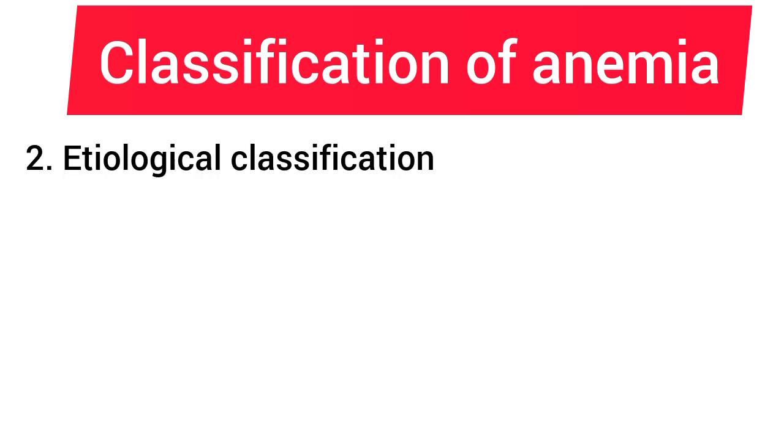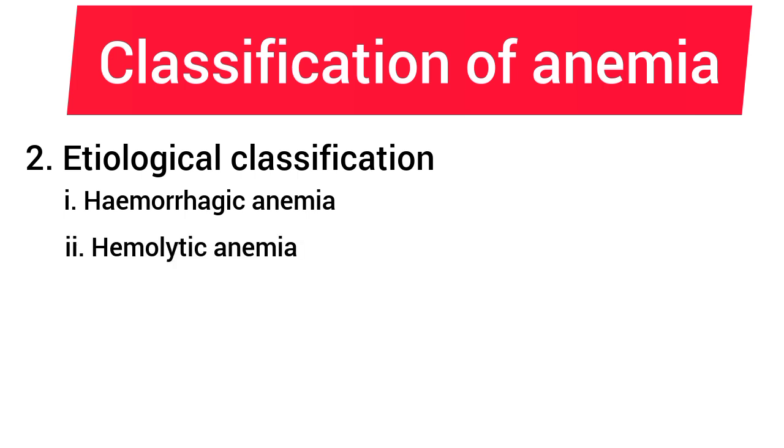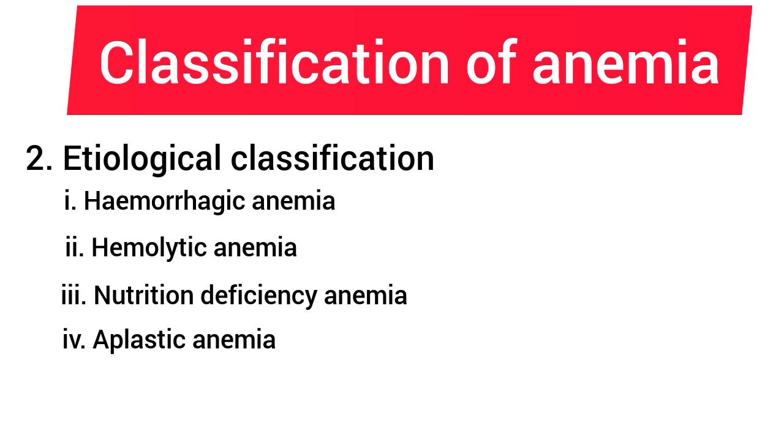Now, on the basis of etiology, anemia is divided into five types. Number one is hemorrhagic anemia. Number two is hemolytic anemia. Number three is nutrition deficiency anemia. Number four is aplastic anemia. Number five is anemia of chronic diseases.